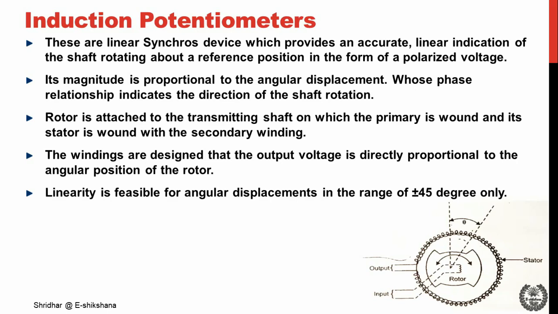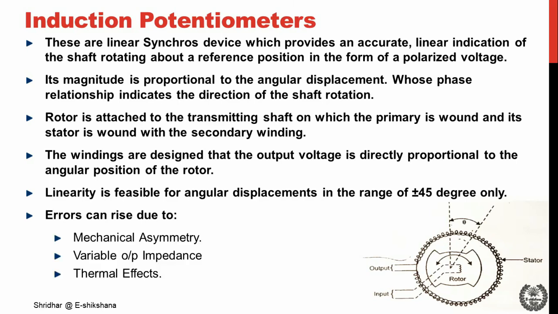Linearity is feasible for the angular displacement in the range of plus or minus 45 degrees only, even though the shaft rotation is continuous. The error can rise due to the following: mechanical asymmetry, variable output impedance, and thermal effects. So these devices are analogous to the resistance potentiometers, but since they are induction type components, they have less restraining forces acting upon the rotors and hence are capable of providing higher resolution.